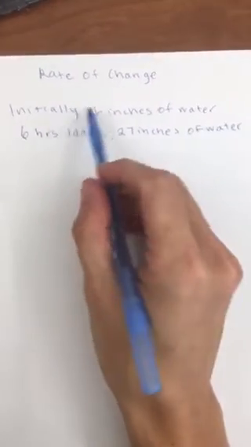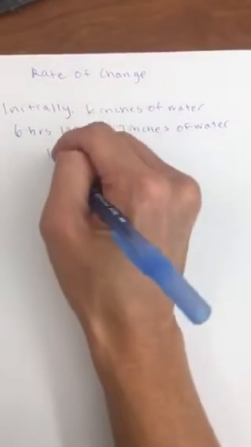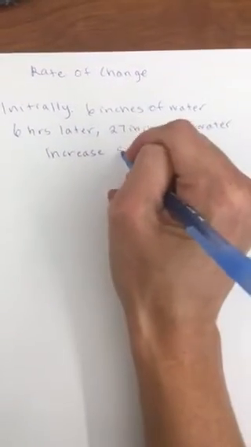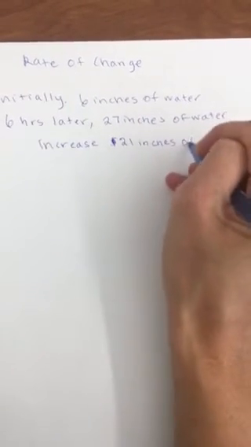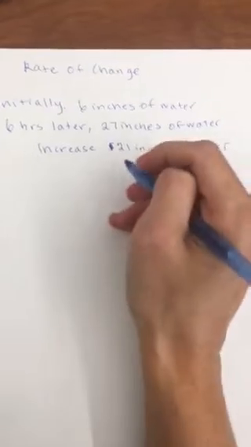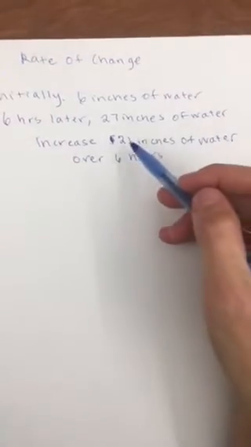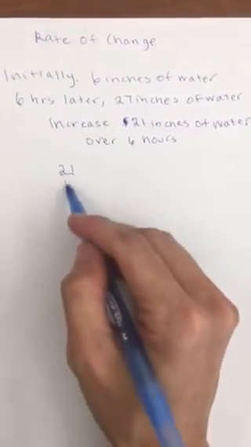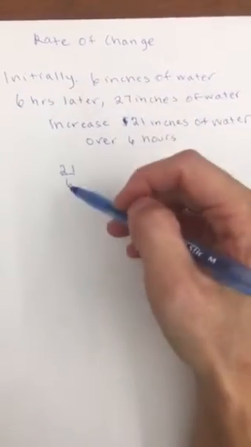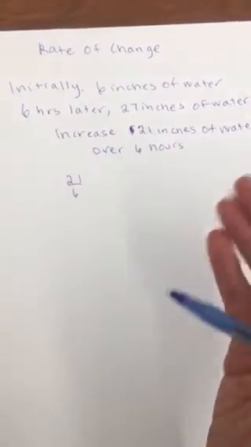Okay, so initially it has 6 inches. Now it has 27 inches. So there's an increase of 21 inches of water over a period of 6 hours. So what I can do is extract these values, 21 over 6, and this value represents what we call our slope. A slope is just a rate of change without units, and it allows us to put it into fractional format so we can simplify our results.